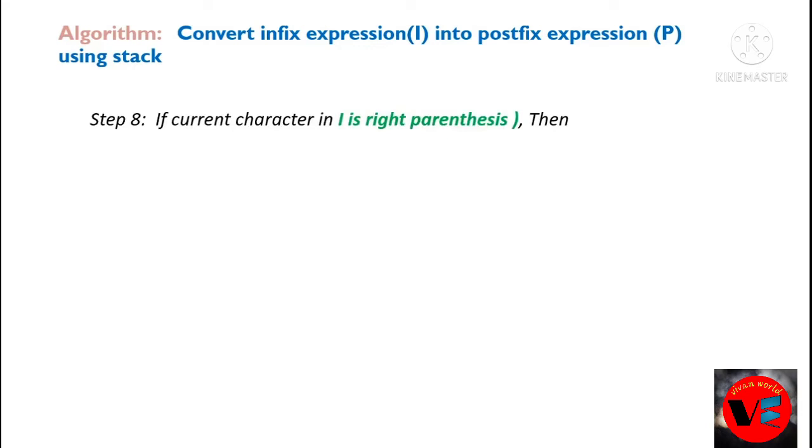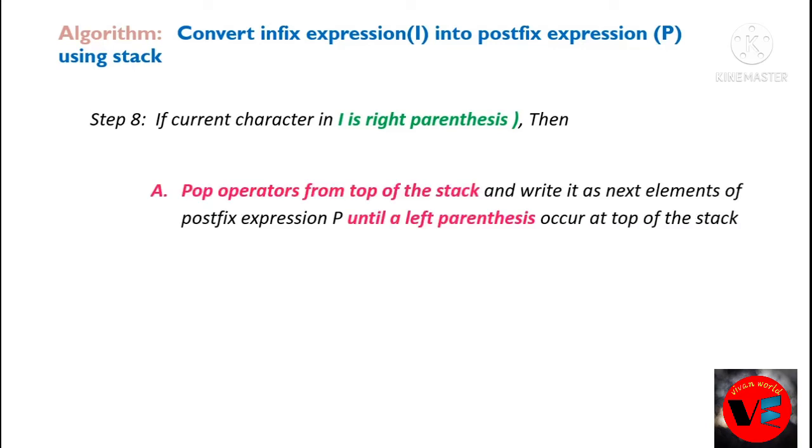Step number 8. If current character in I is right parenthesis. So if we get a right parenthesis, we need to do two steps. First one, pop all operators from top of the stack and write them as the next element of postfix expression P until a left parenthesis occurs at top of the stack. So we need to pop all the operators available in the stack one after another, and add them as a part of the postfix expression until we get a left parenthesis at the top of the stack.